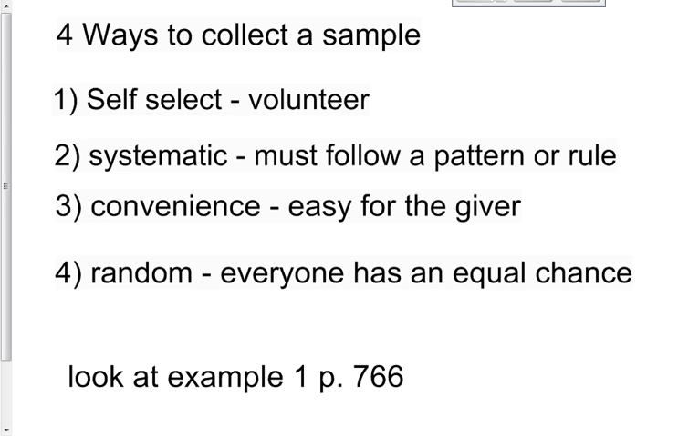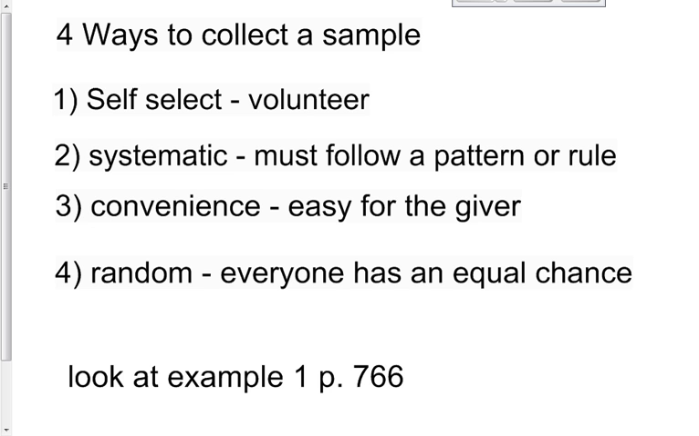The third sampling is called convenience. If it's a convenient sampling, that means it's easy for the person giving the sample. I'm going to give out a survey to my students in class, and I choose to give them only to the people in the front row because I can reach them easier. I'm not going to sample the people in the back. So as long as it's easy for the person giving it, it's called a convenient sample.